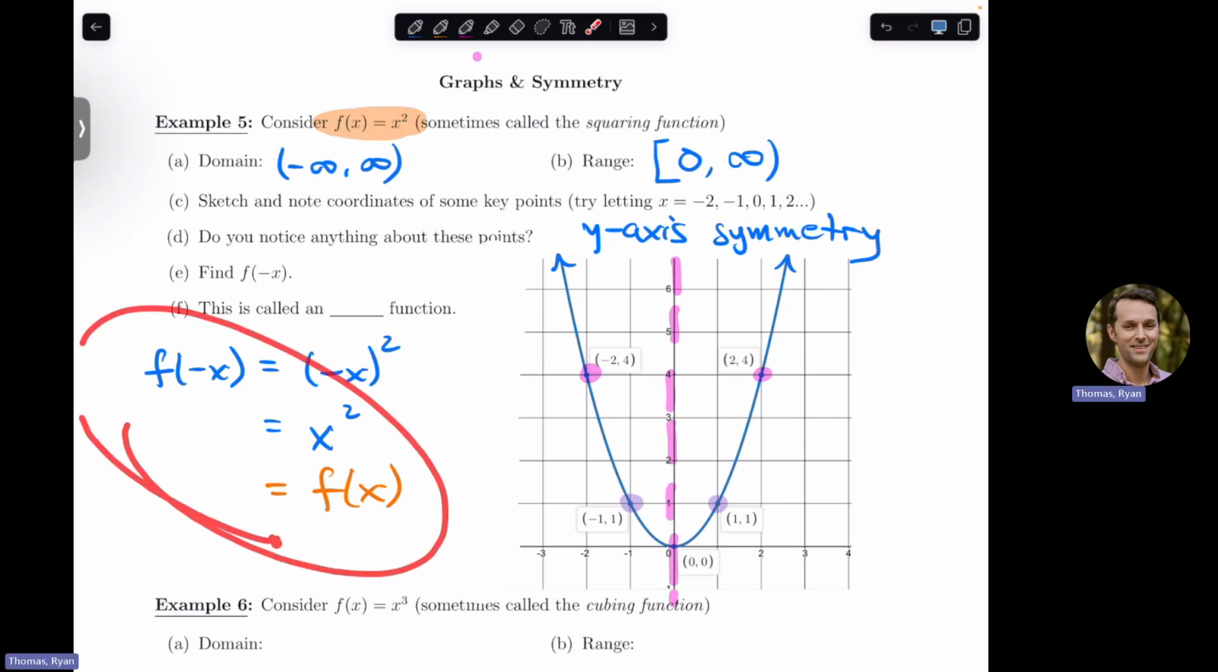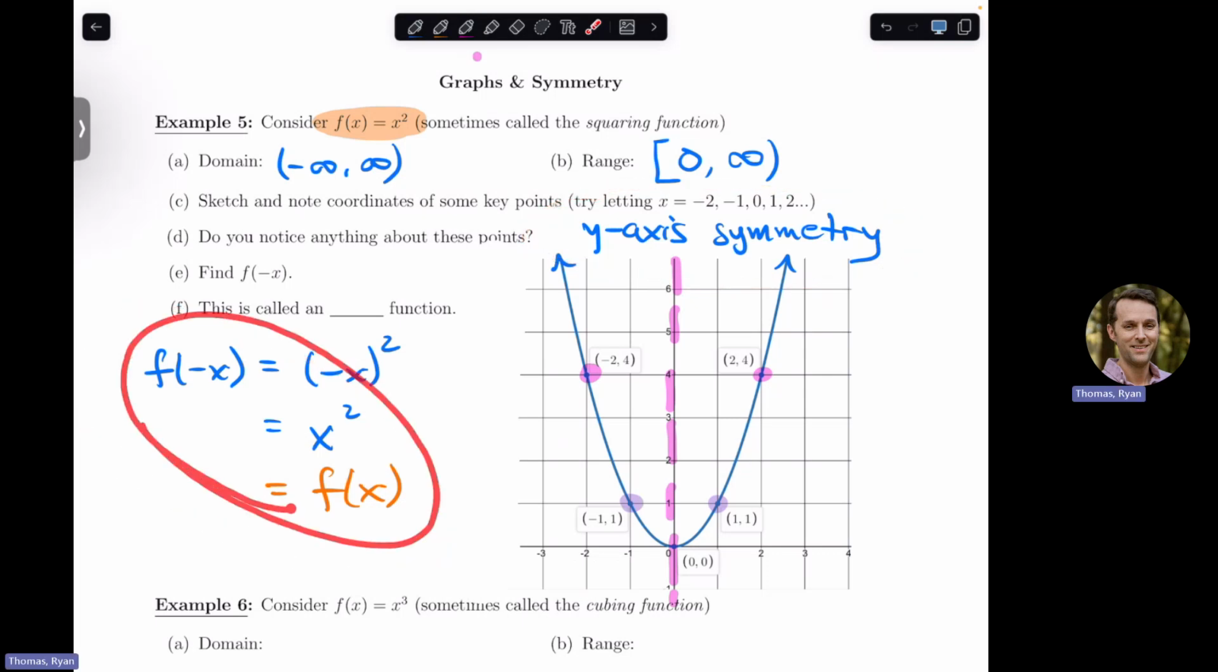This is what the algebra looks like for a function that has y-axis symmetry. So y-axis symmetry is a graphical property, right? It says that if you fold over the y-axis, you're going to get a mirror image that shows up the same way. This is what that looks like in the algebra, in the symbolism, right? That those things are the same. We have a name for that. Those are called even functions.